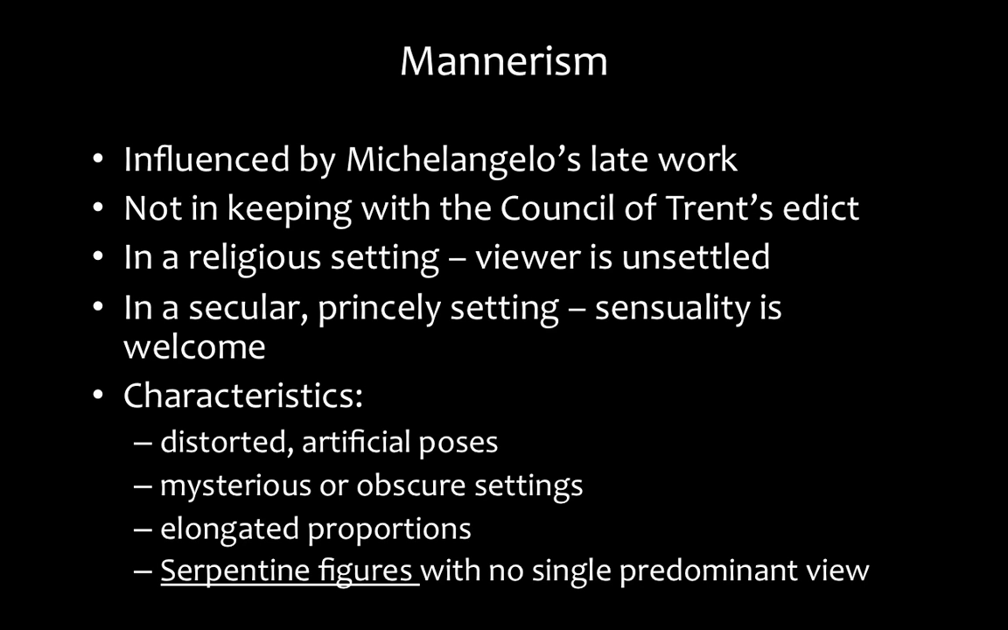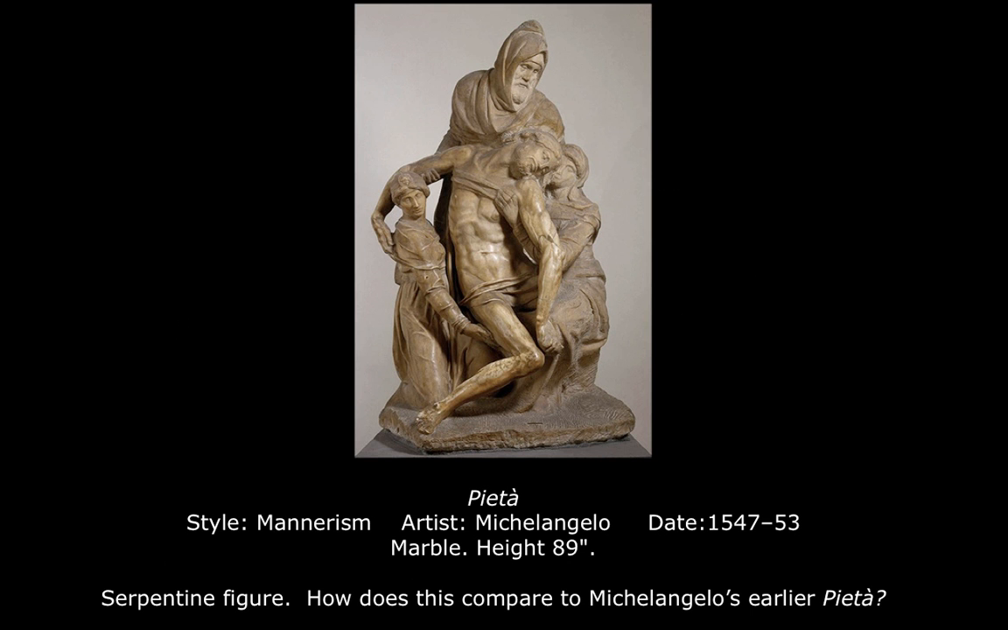So the characteristics that we're going to see from this style: distorted artificial poses, mysterious or obscure settings, elongated proportions, and serpentine figures with no predominant view. And I'll explain what that means as we go forward. So here's one example of a version of Michelangelo's Pietà. Now, Michelangelo does a version of the Pietà in the Italian Renaissance that doesn't look anything like this.